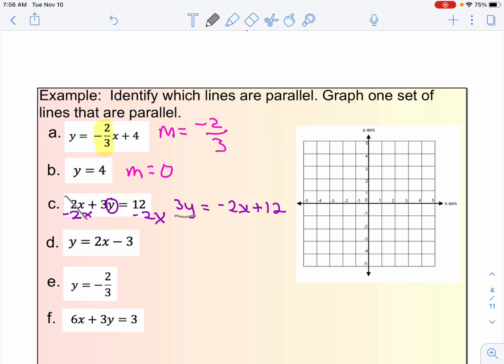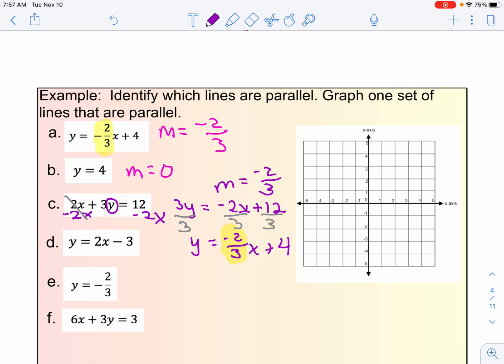Now we have to divide each side by 3. And remember, we divide each of those pieces by 3. So this equation in slope-intercept form is y equals -2/3 x plus 4. Now, oh, look at that. It matches with letter A. So our slope of this line right here is -2/3. So let's go ahead and graph those.